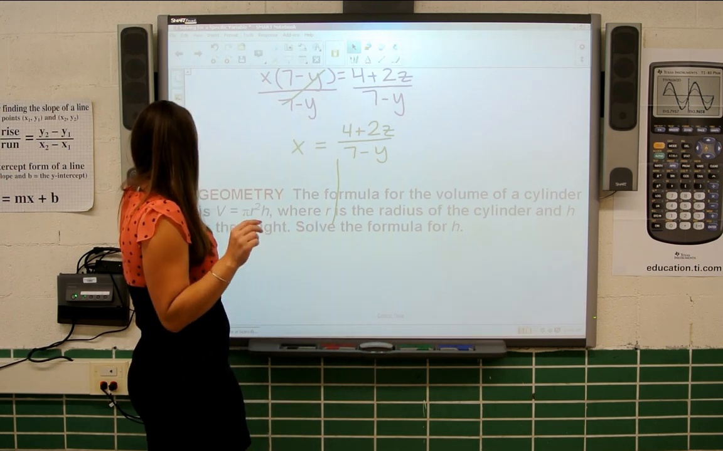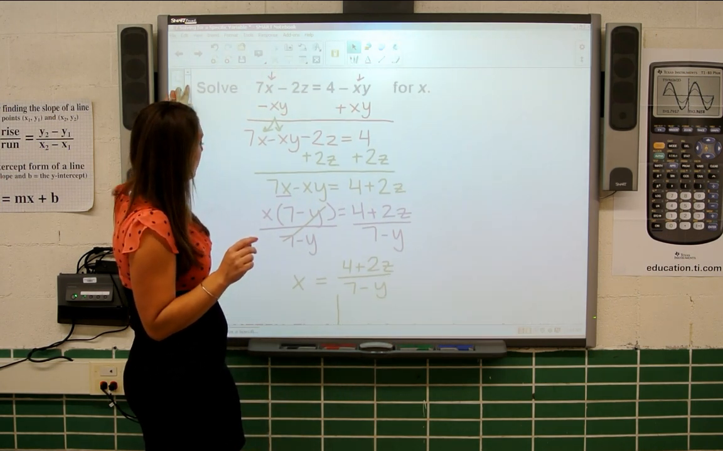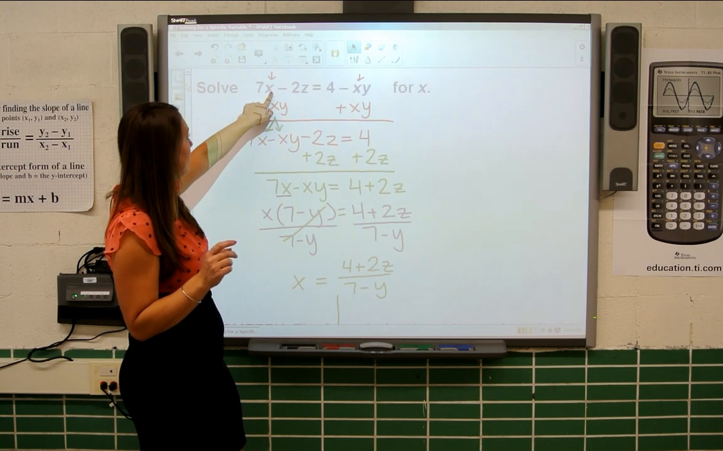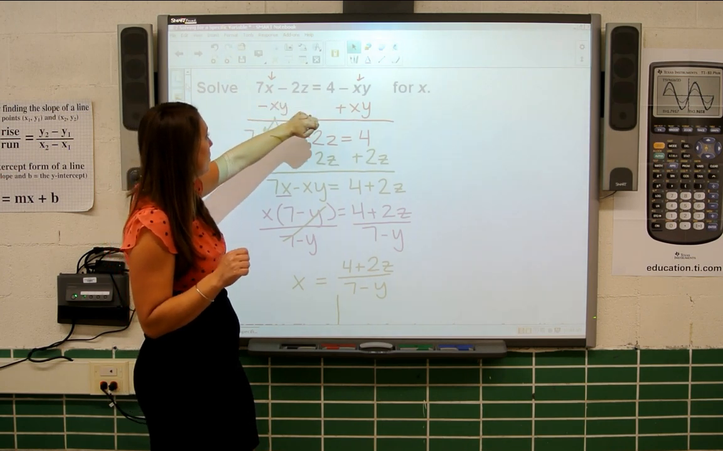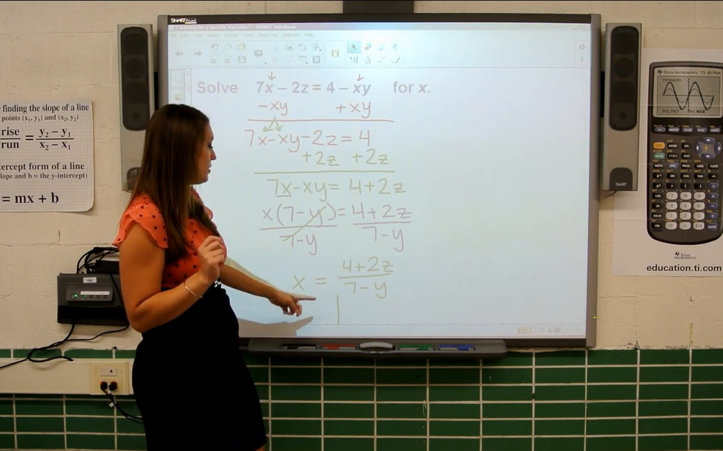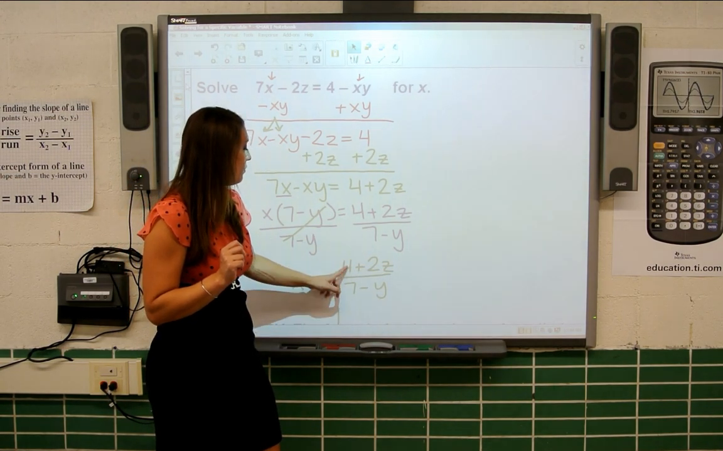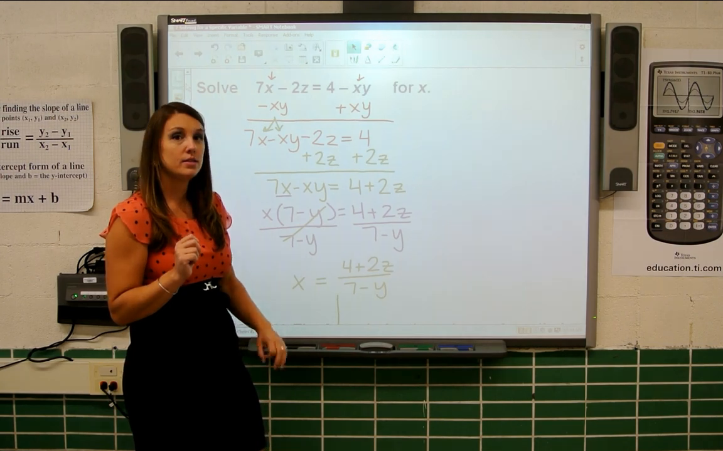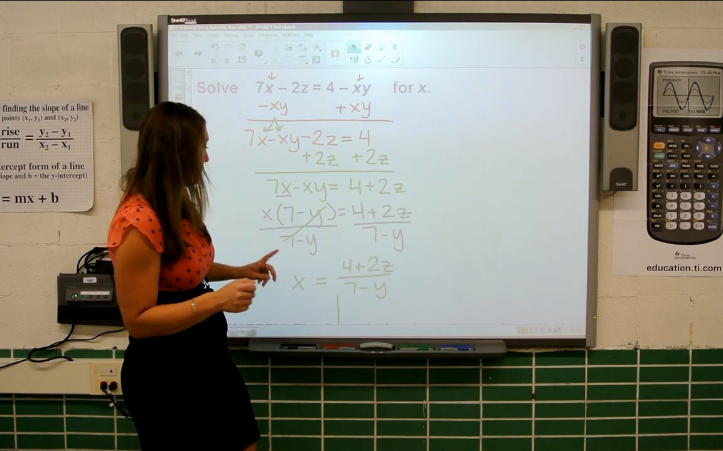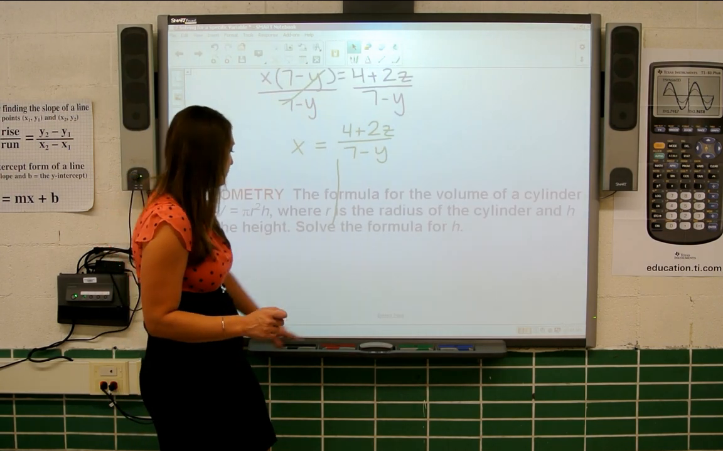Okay? I do want to point out, in the problem up here, we had a 7x, a 2z, a 4, and a y. In the answer, we have a 7 and x, a 2, a z, a 4, and a y. Okay? That's how it should always be. We're going to practice a word problem now.